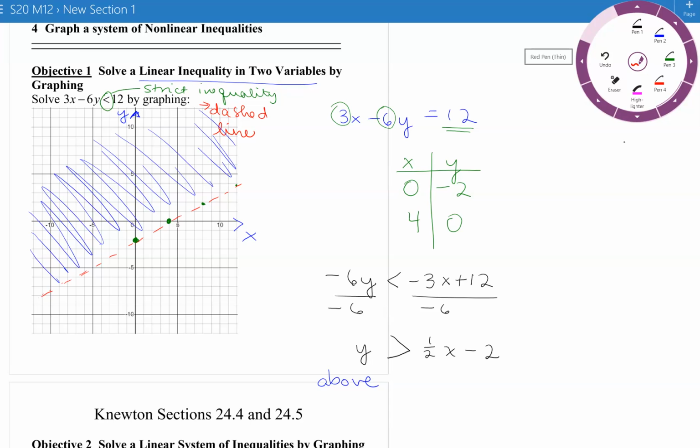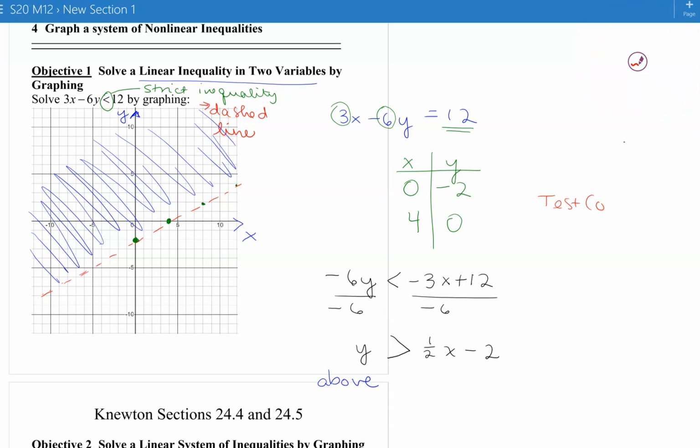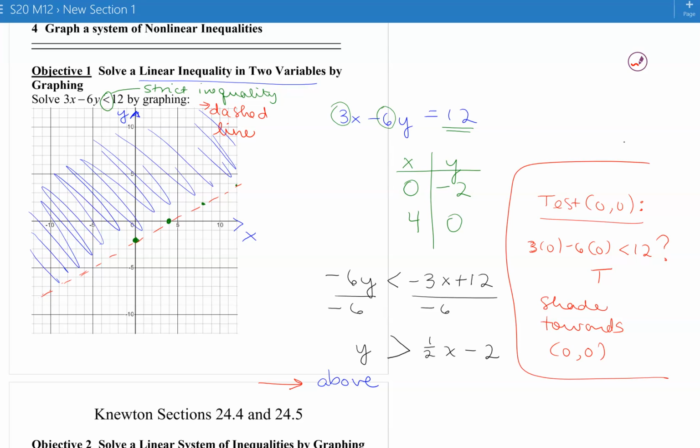So another more concrete way is to test a point that's on one side or the other. So let's test (0, 0) in the inequality. And we're asking the question, if we put (0, 0) in there, is the inequality true? And it is true. So you shade towards (0, 0). So you need to do one of these two things. Either show me that you notice y is greater than, and so that means above, or show me this test so I know how you decided where to shade.